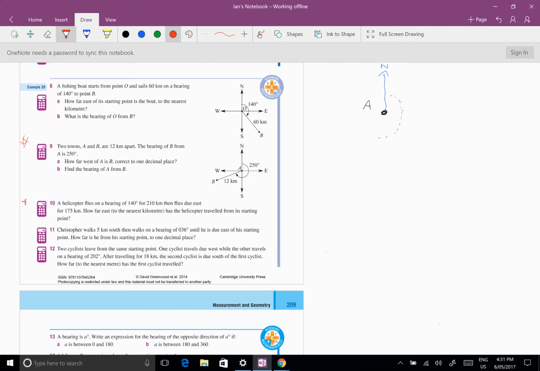And it says it's going to be 250. Well, I know a flat line straight down here is 180, so it has to be more than that. It's another 70 degrees. So there's 250 degrees about. I'm not that fussed. So now I draw down here, and then I plot the point B. And it says they're 12 kilometres apart.